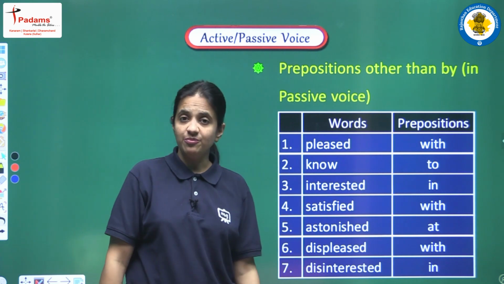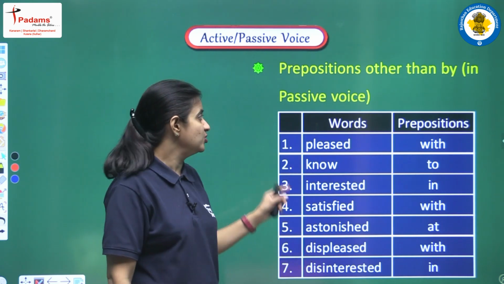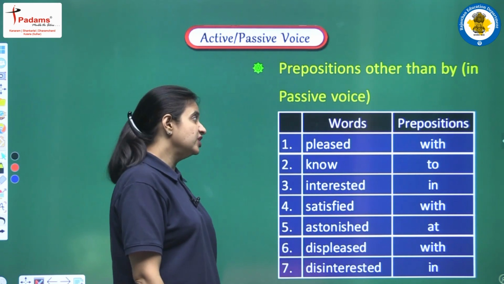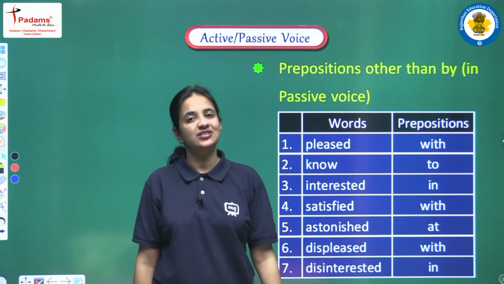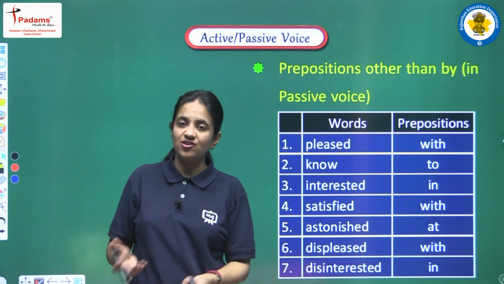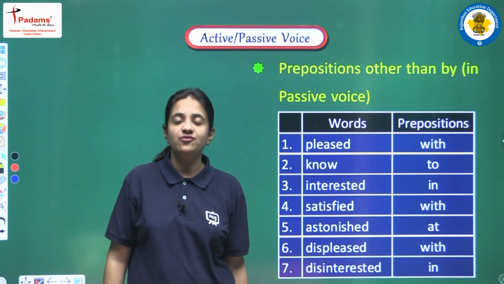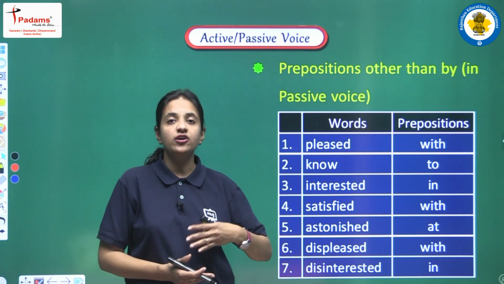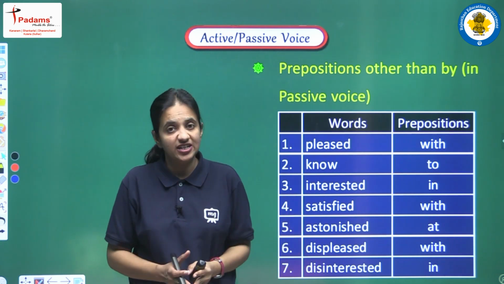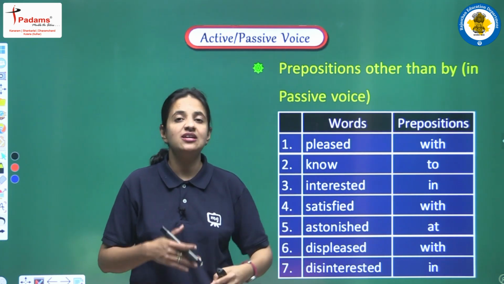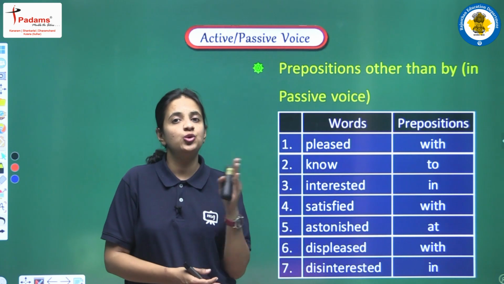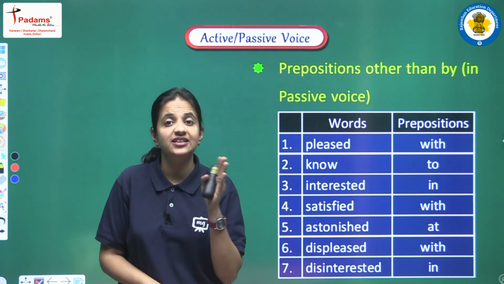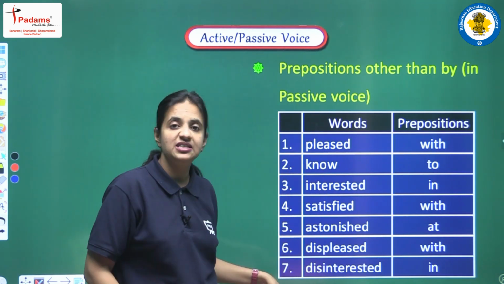Next, one more important thing that we are having here. So let's read prepositions other than by. This is the thing that I have told you earlier also in the previous videos, that we are having some cases, certain situations when we don't write by, and at that time we are having some other prepositions that we have to use instead. So now we are having this table here.